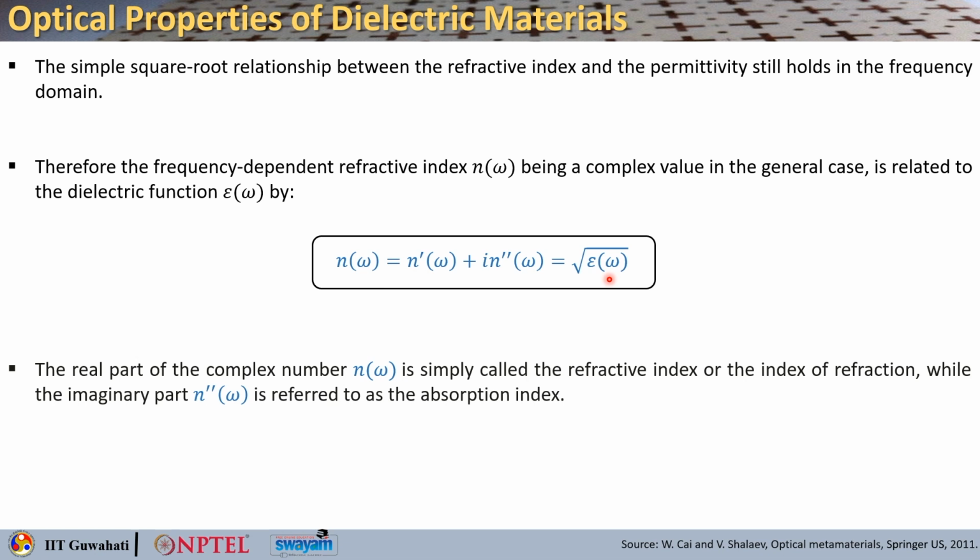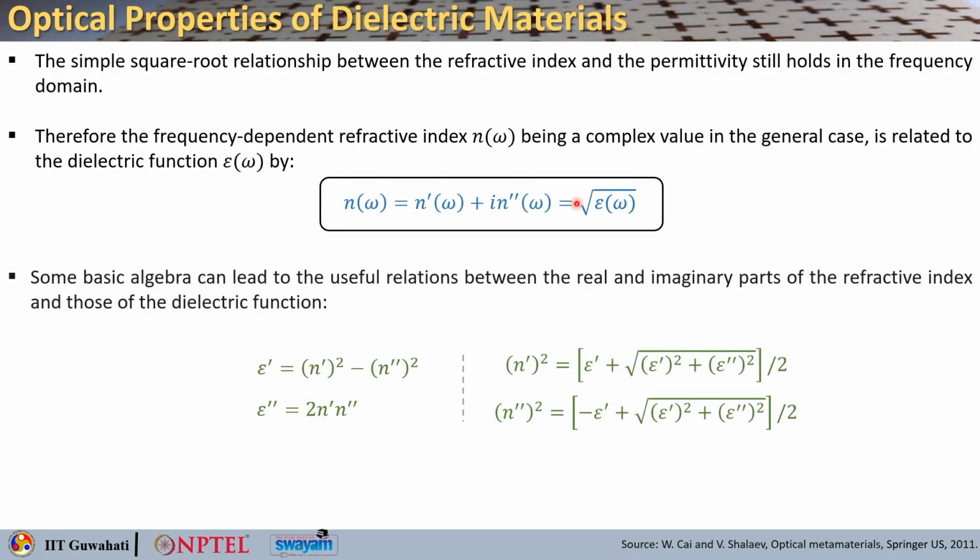and that can be correlated to square root of epsilon omega, which itself is kind of complex, right. So, we understood that the real part of the complex number n omega can be called as the refractive index or index of refraction, the same thing, and the imaginary part n double prime omega is referred to as the absorption index. Okay. So, that basically quantifies the amount of absorption in that material.